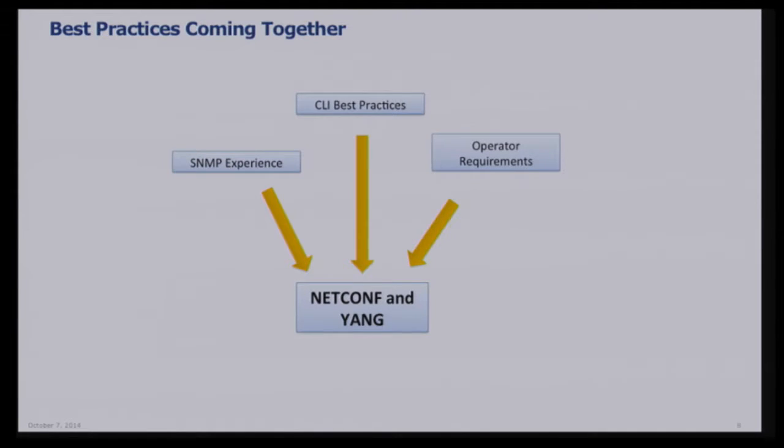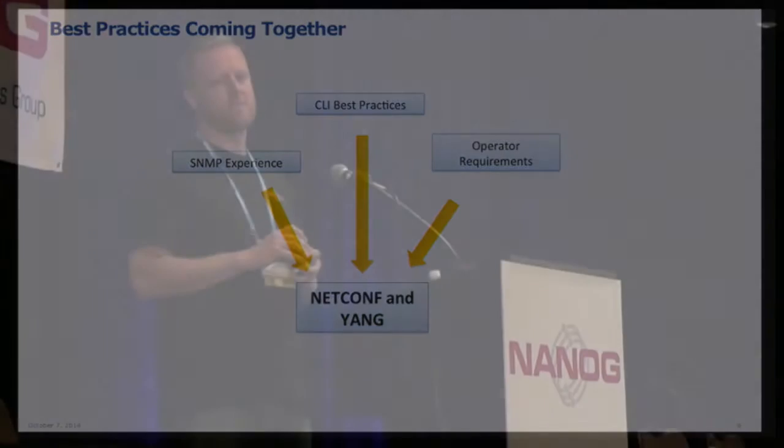For those of you who remember, there used to be a kind of restart project for SNMP, or for SMI, called SMI-NG. So there was a lot of good experience that had gone into that project that we could leverage and bring into the NETCONF and YANG efforts in the IETF. So these three things, operator requirements, CLI best practices, and the experience from SNMP, were largely the base on which we started building NETCONF and YANG.